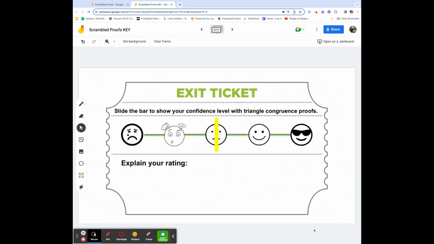Now for an exit ticket. Take this bar and slide it to show your confidence level with triangle congruence proofs. How do you feel about what we've been learning? And then explain your rating if you choose to.